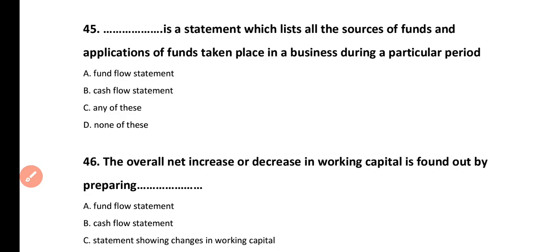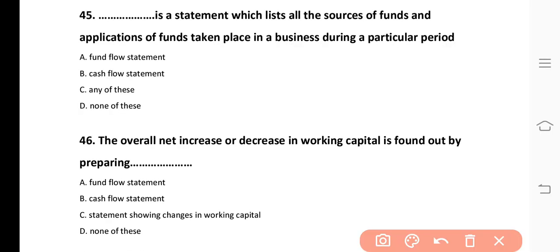MCQ number 45. The statement which lists all the sources of funds and application of funds taken place in a business during a particular period is known as: fund flow statement, cash flow statement, any of these, none of these. So the correct option is option A. Fund flow statement is a statement which lists all the sources of funds and application of funds taken place during a particular period.